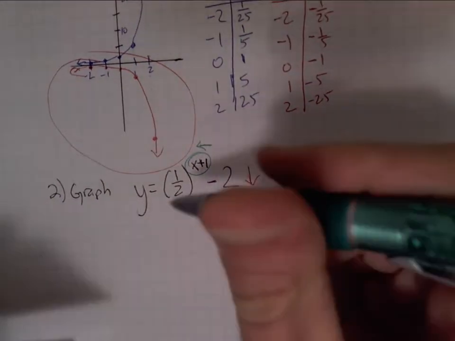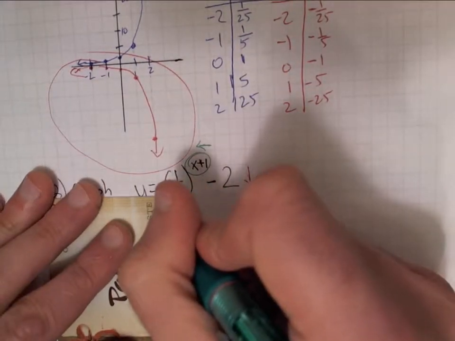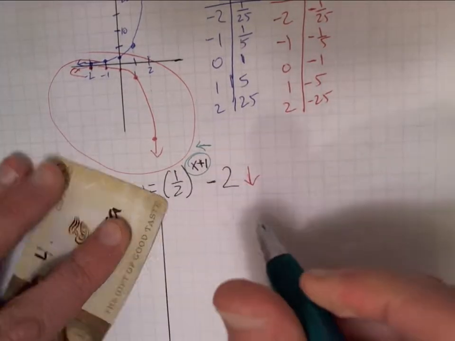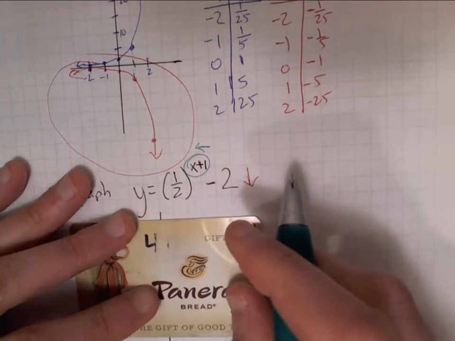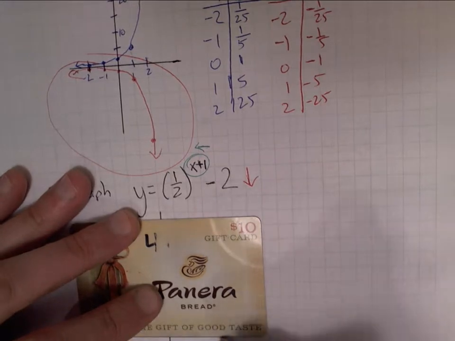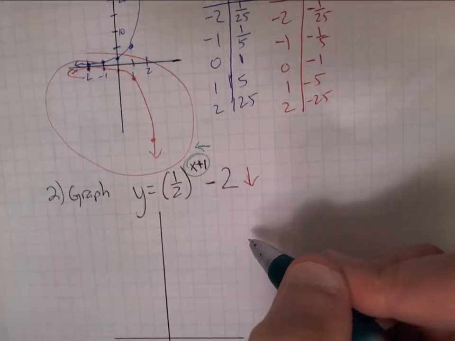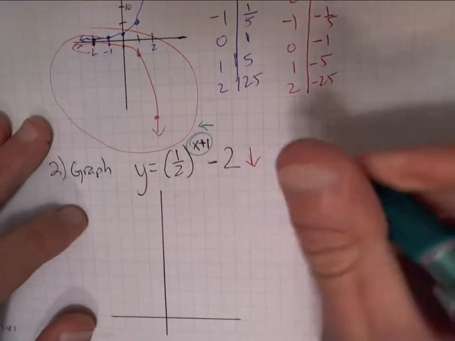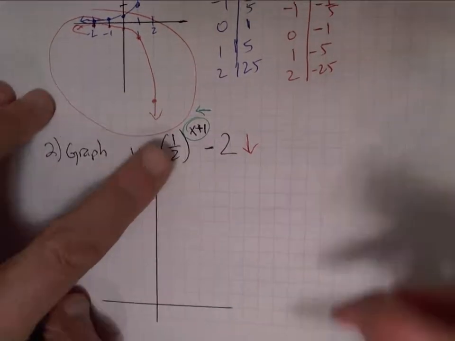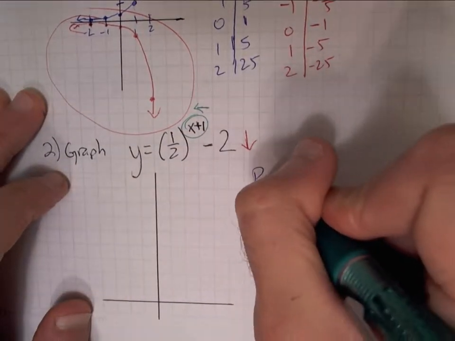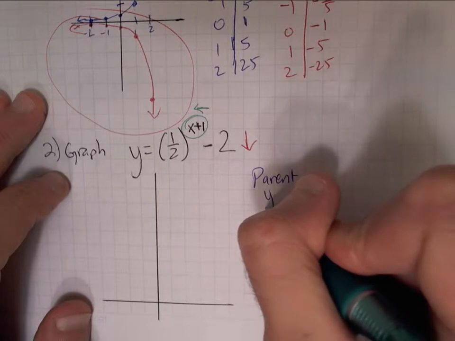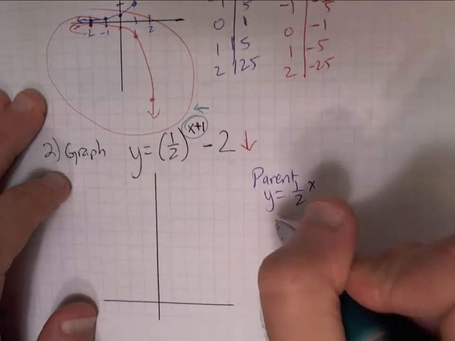So let's go ahead and make our little graph here. Leave some more room up top because we're not reflecting it. So let's make a t-chart. We'll do the parent first. Now the parent, we just take away all these extra numbers. y equals 1/2 to the x. Make a t-chart here.